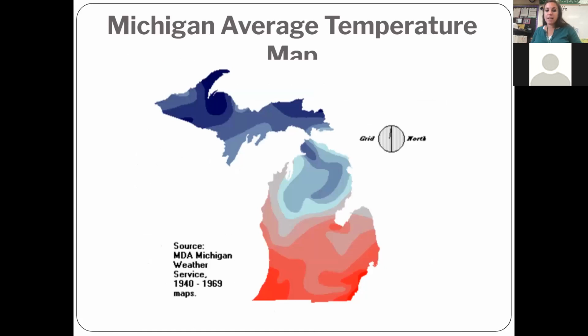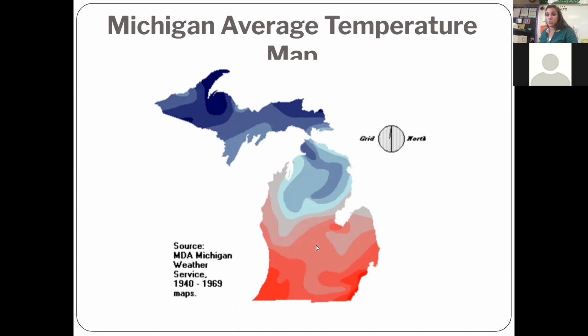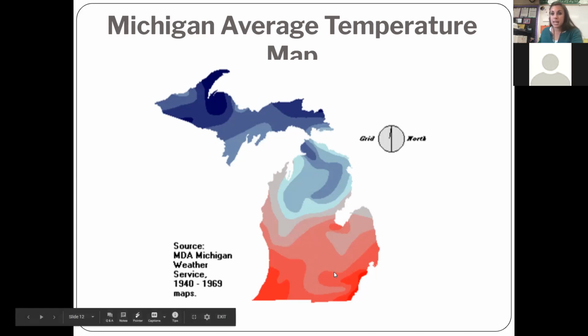So here's a thematic map of the temperature of Michigan. As you can see, in the Upper Peninsula, it is often much colder than it is in the Lower Peninsula. As we move south, the temperature gets warmer. And that's true because our Lower Peninsula is closer to the equator, which means it gets stronger sunlight.